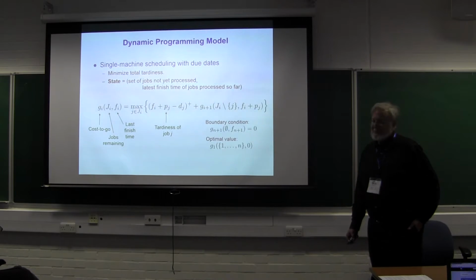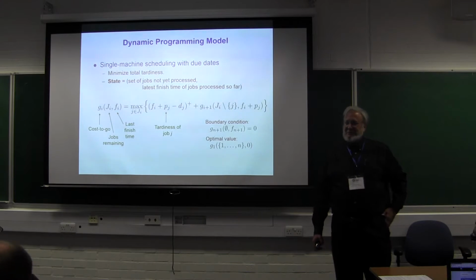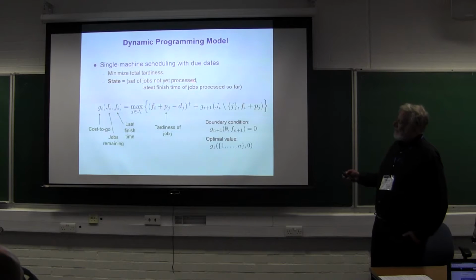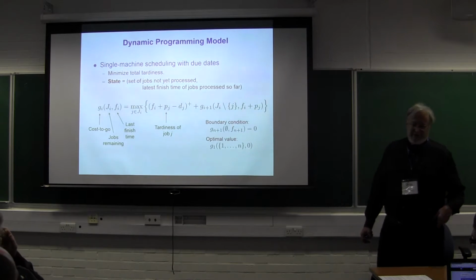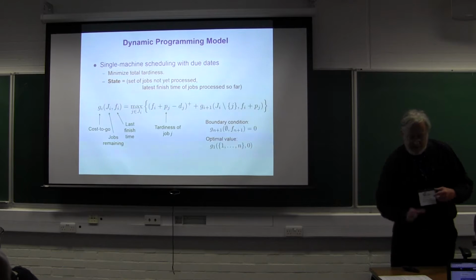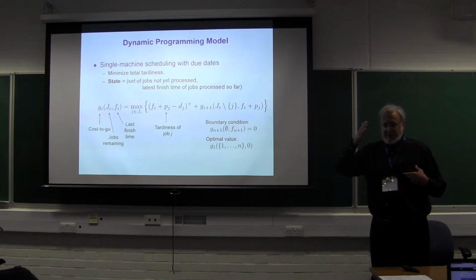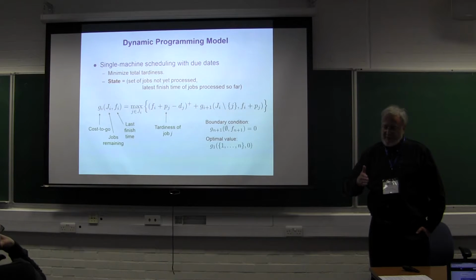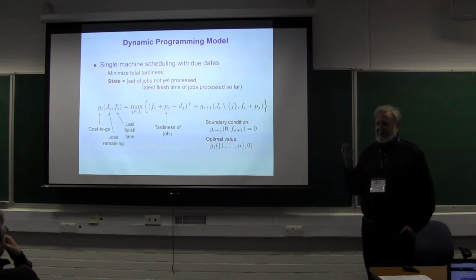Now, let me show you a couple of other problems, how they're formulated, and get the hang of this. This is a very classical problem, single machine scheduling with due dates. We have a set of jobs. Each job has a given processing time. We're going to schedule these jobs sequentially on one machine. And each job has a due date. Some of the jobs will end up being late. We want to minimize the total tardiness, a classical problem.